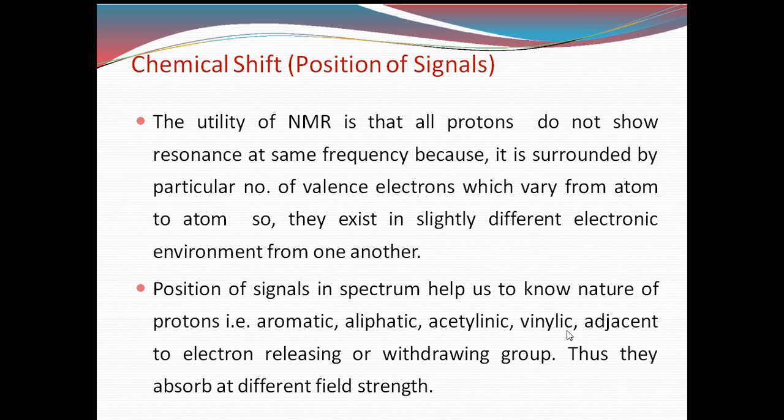So the utility of NMR is that all protons do not show resonance at the same frequency. I already told you that NMR is mainly used to know the different types of protons present in a given region, isn't it? So all types of protons will not show resonance at the same frequency. Why? Because each proton may be surrounded by different types of atoms, isn't it?